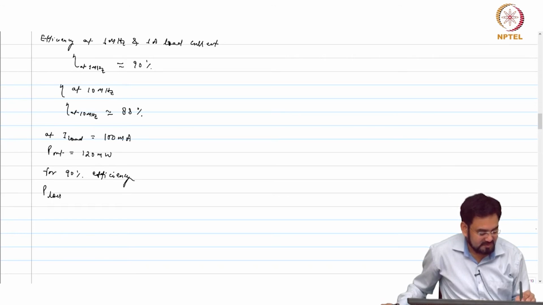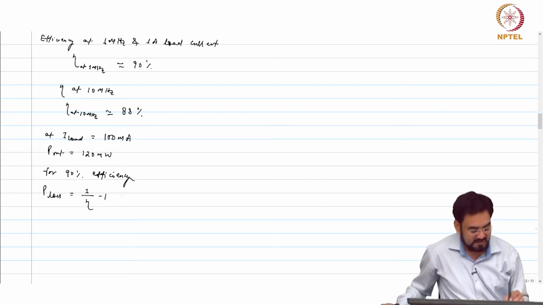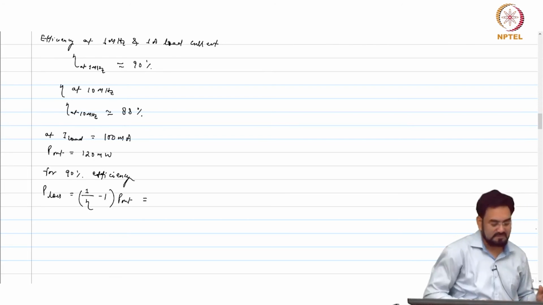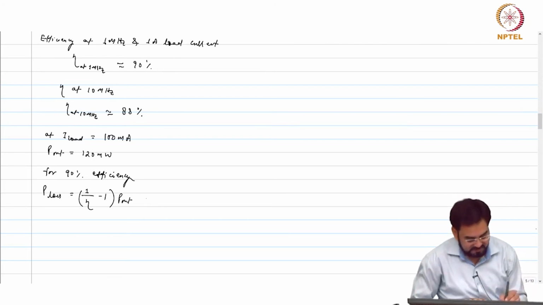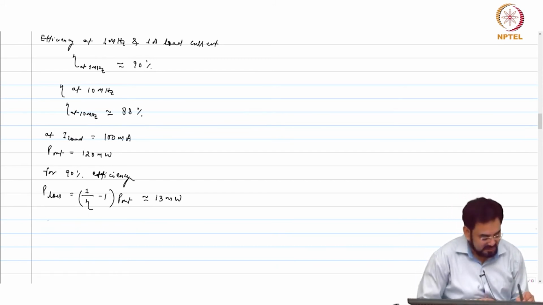P loss equal to how much was that? What was the formula? Anybody remember? 1 by 8 into P out? Yeah. How much will be that? 13 milliwatt? 13%. Okay.